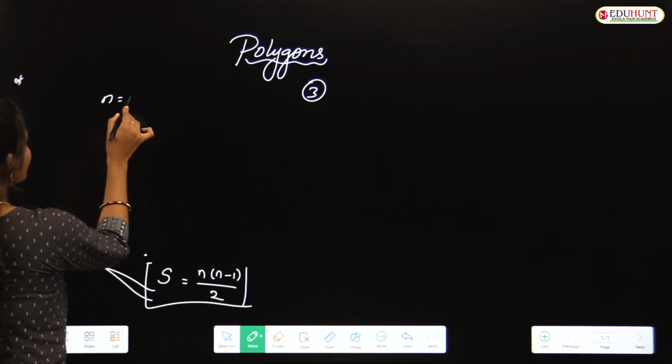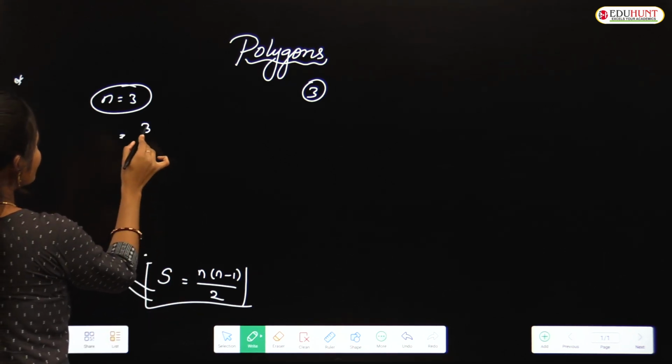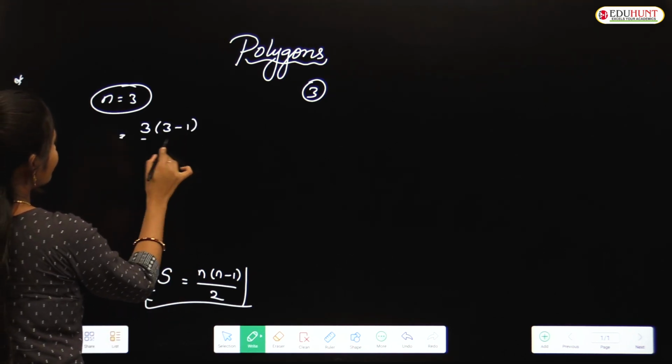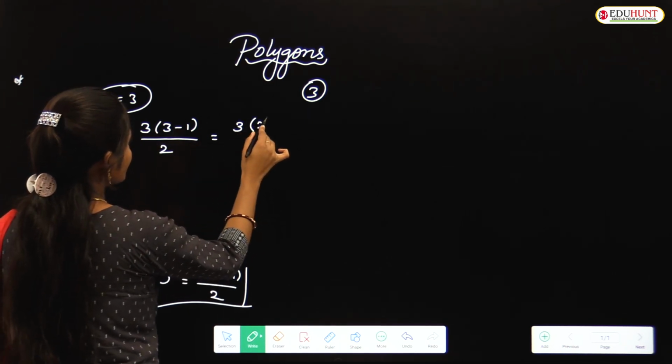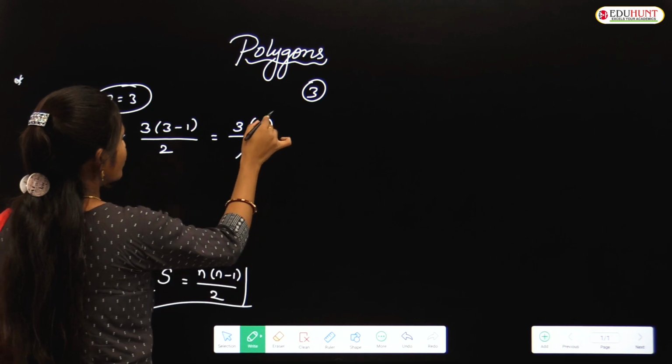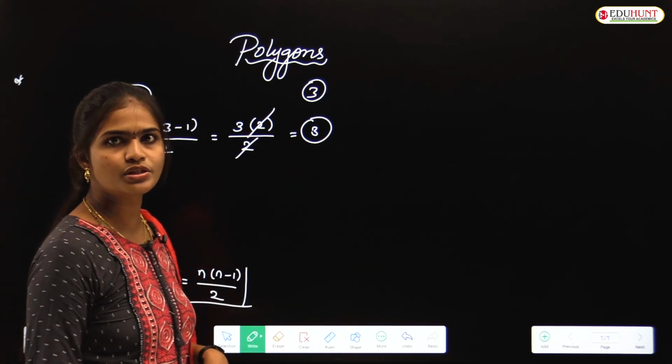Here n is equal to 3, for example. Then the number of line segments is 3 into 3 minus 1 by 2, which is 3 into 2 whole by 2. So 2 and 2 get cancelled. Again we are getting the same number of line segments, or not?